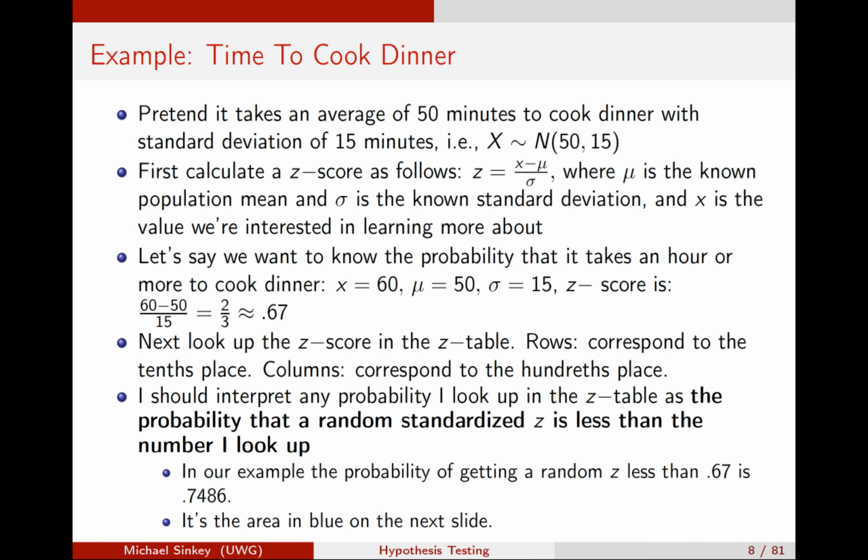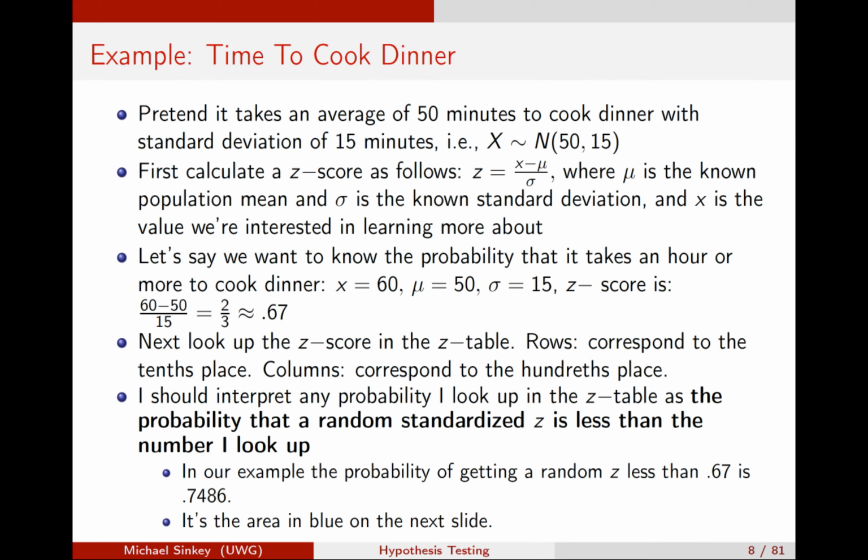Let's pretend it's normally distributed. So x is a random variable, and that's the amount of time it takes to cook dinner, but we're pretending that it's normally distributed. This tilde implies normal. N for normal, mean of 50, standard deviation of 15. Okay, so about 2/3 of the time it'll take me between 35 and 65 minutes to cook dinner, and 95% of the time it'll take between 20 and 80 minutes, and 99.7% of the time it takes between 5 and 95 minutes. That's the assumption we're making.